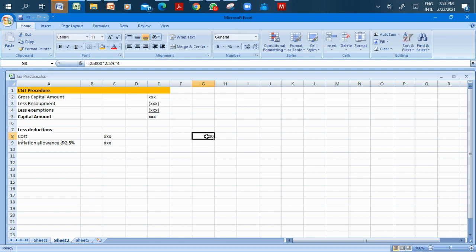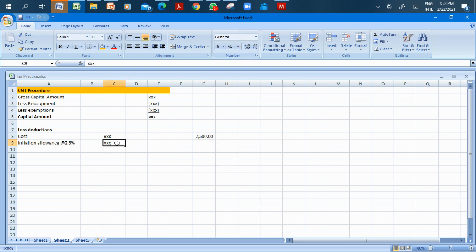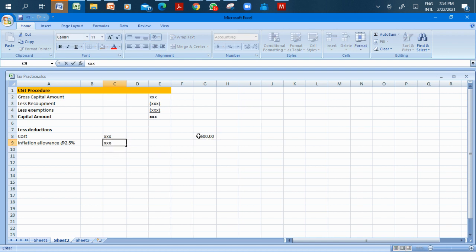Then the inflation allowance will be 2,500. That's what we would put here. But for demonstration purposes, I'm just going to put the x-axis. Then maybe it was an office building and we did some improvements. So the cost of that improvement, we put it here, is an allowable deduction, and we also put an inflation allowance at the same rate, but now this inflation allowance was on the cost and this one is now on the improvements.